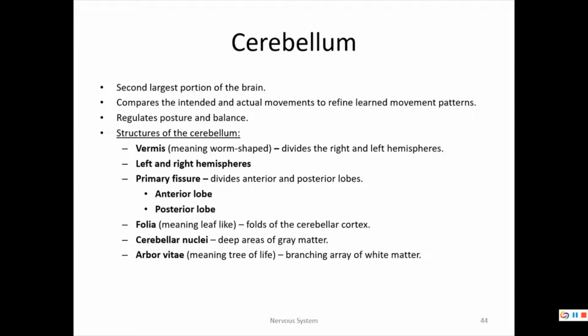And the folia is like the leaves, like folds, like sheets of paper. Cerebellar nuclei are going to be deep inside there, made of gray matter, and around it are branches of white matter called the arbor vitae, which means tree of life. It looks like a tree, so we call it the tree of life.